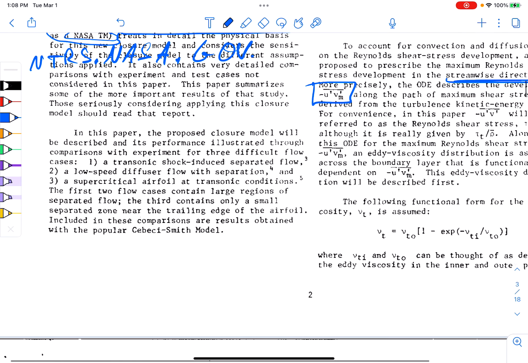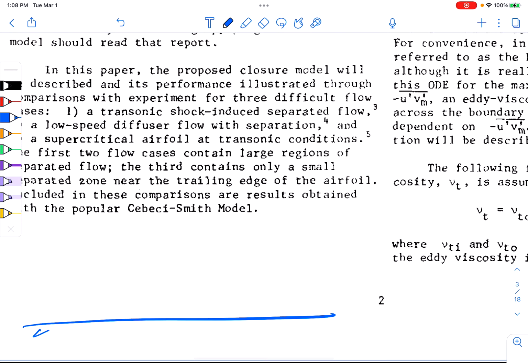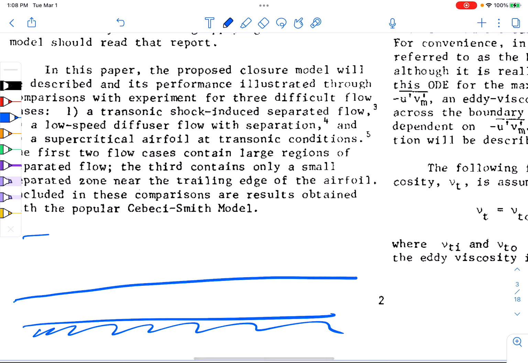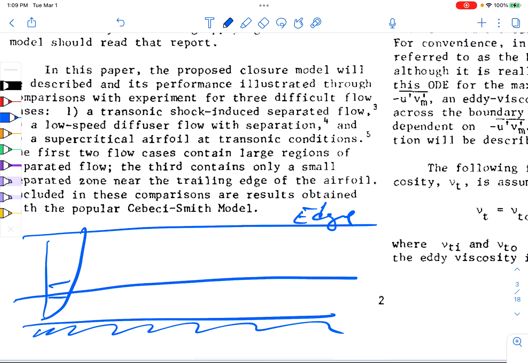And we can maybe draw that here quick. Once again, you have your boundary layer, and you have maybe some line through it. This is the edge. Here's your profile. Here's a location M, and along there's the ODE for U prime V prime bar. That was their core idea. And they had to form that ODE.